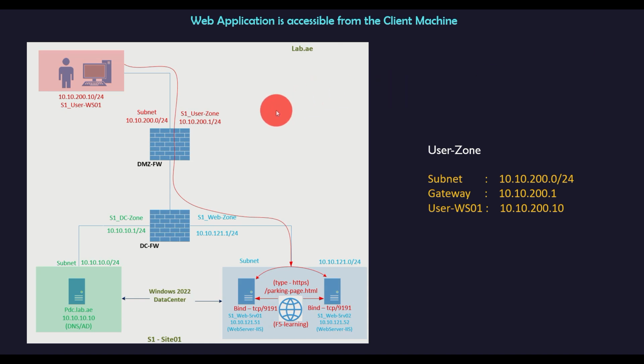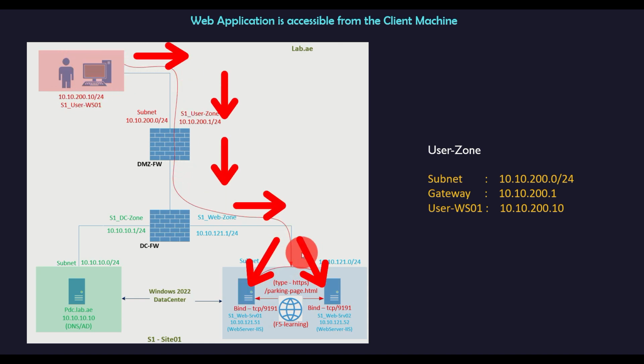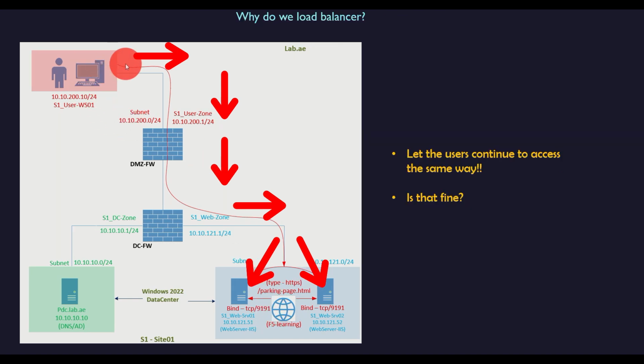So far, we have created the Learning Portal web application on two different servers to allow the public users to access it. Also, we have verified the access from a user machine to both Web Server 1 and Web Server 2, and the Learning Portal web application is working fine on both the servers. Alright, let the users continue to access the Learning Portal in the same way. Is that fine? In this case, why do we need a load balancer?